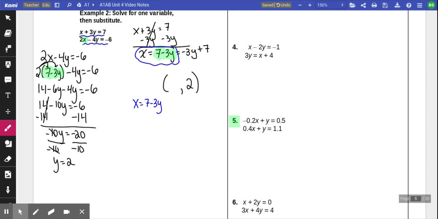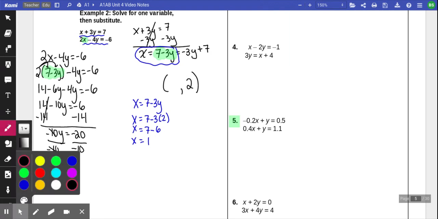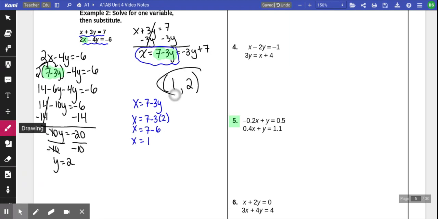So if we take x is equal to 7 minus 3y, we could say x is equal to 7 minus 3, and we know y is 2. So 3 times 2. So this is 7 minus 6, which is just 1. So there we have it. We have our point, (1, 2). That would be our solution.